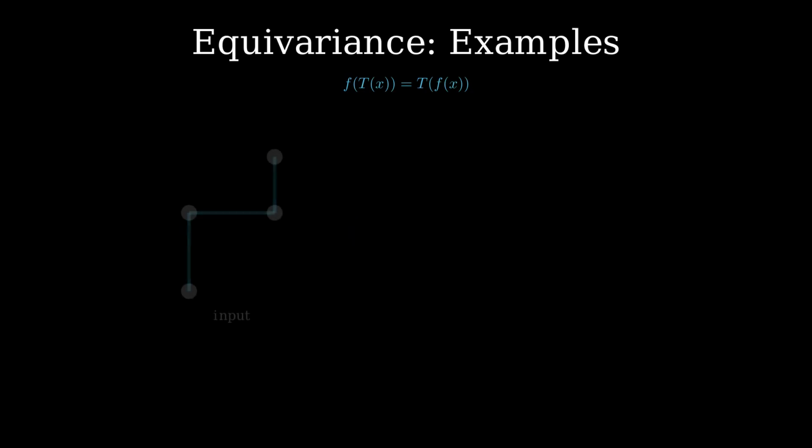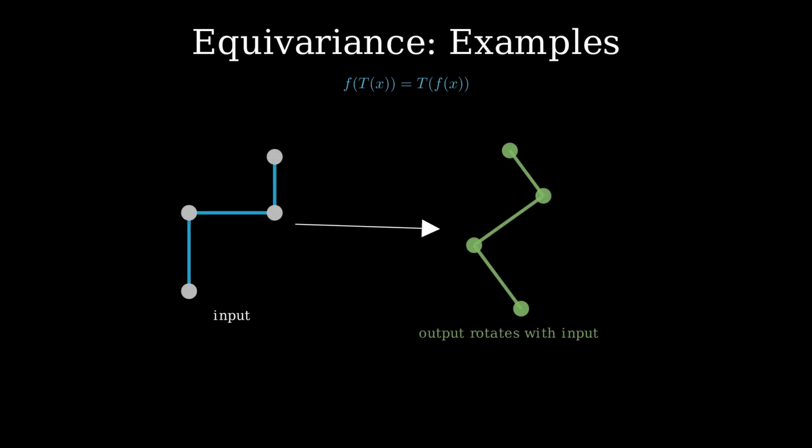Second example, a robotic arm. The arm operates in 3D space. If you rotate your entire frame of reference, an equivariant model's output rotates with it in exactly the same way. Whatever transformation you apply to the input, the output mirrors it faithfully.